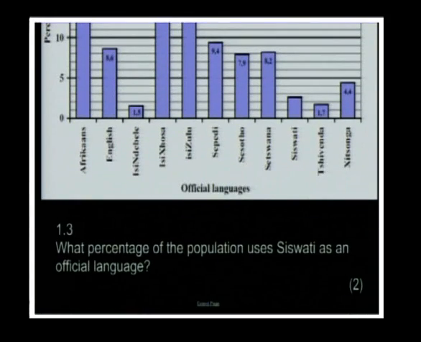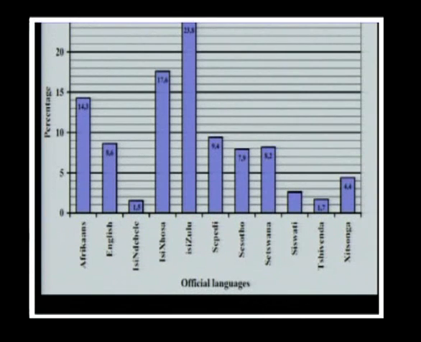Question 1.3 says, what percentage of the population uses Siswati as an official language? Well, again, not a very difficult question. All we need to do is find where Siswati is on our chart and go and read off the percentage. But we have a small problem. Have a look over here. There's Siswati, and we see that there is no value for the percentage.